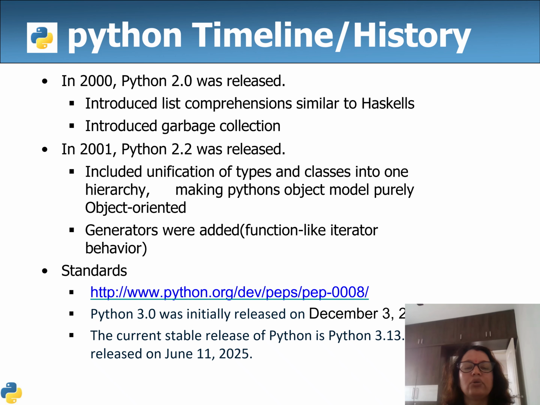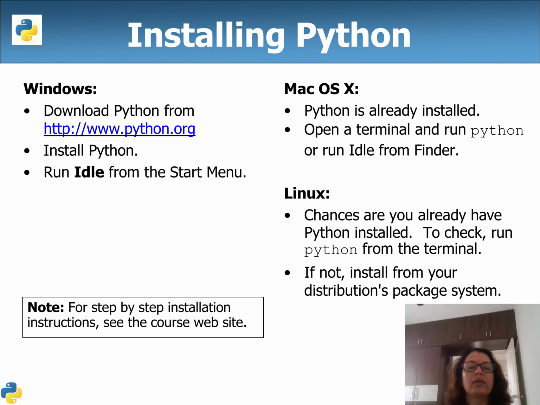In 2000, Python 2.0 was released. In 2001, Python 2.2 was released. Then installing Python: we can install Python on any machine. So we can go to the Python website, www.python.org, and based upon your operating system, you can install it.